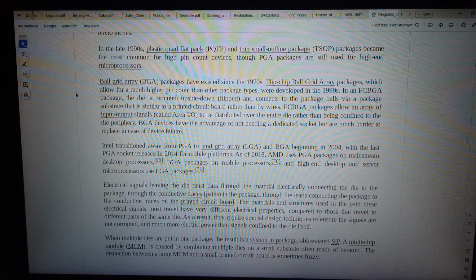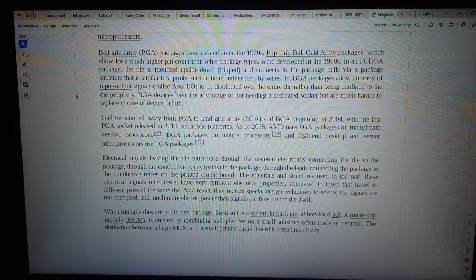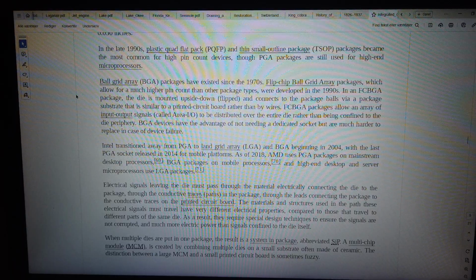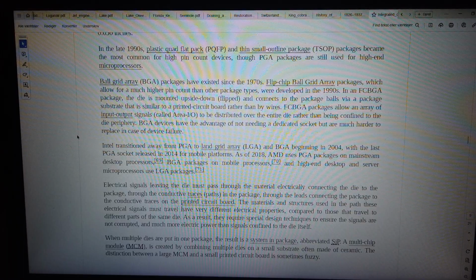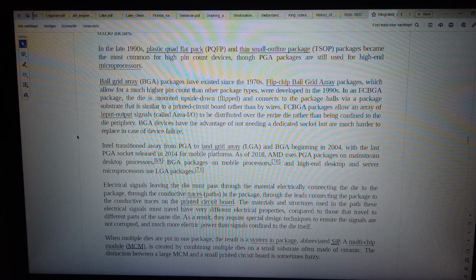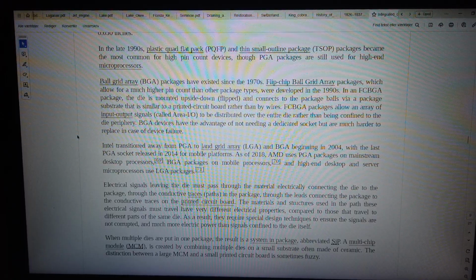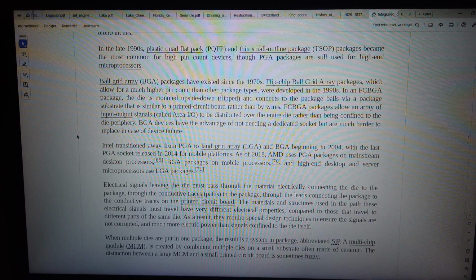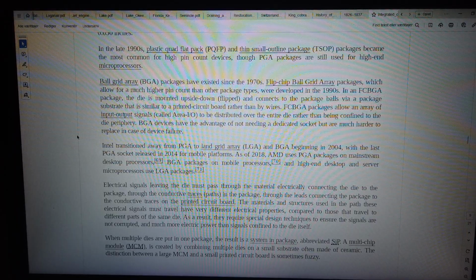BGA devices have the advantage of not needing a dedicated socket but are much harder to replace in case of device failure. Intel transitioned away from PGA to land grid array, LGA, and BGA beginning in 2004, with the last PGA socket released in 2014 for mobile platforms. As of 2018, AMD uses PGA packages on mainstream desktop processors, BGA packages on mobile processors, and high-end desktop and server microprocessors use LGA packages.